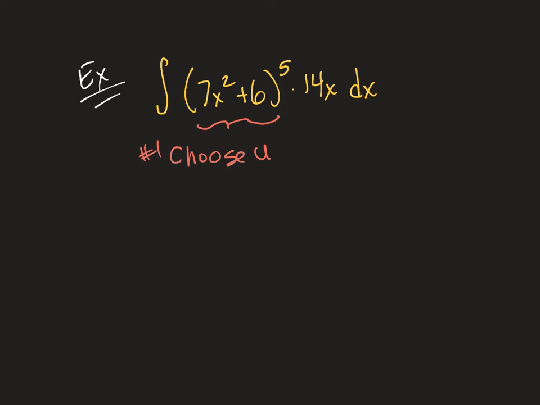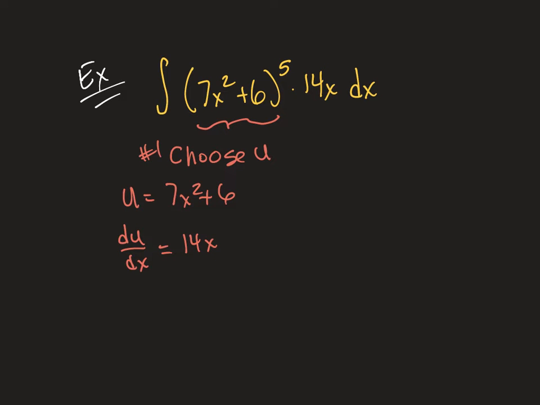And we almost always choose the expression in the parentheses. Now, I say that, but there will be a few exceptions as always. But for polynomials like this, we're going to choose the expression in the parentheses for u. So I choose u equal to 7x squared plus 6. That's half of our battle. The next thing I need to do is take the derivative. And I'm going to take the derivative using Leibniz notation. So I'm going to compute du over dx.